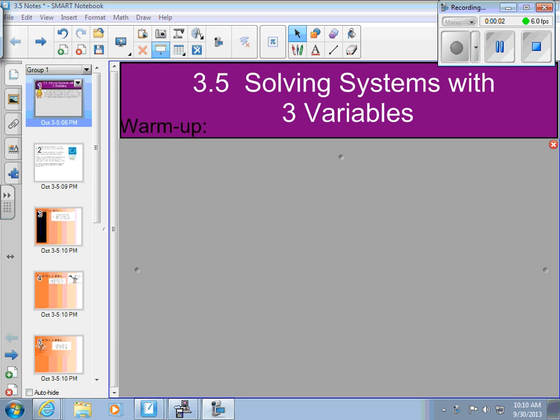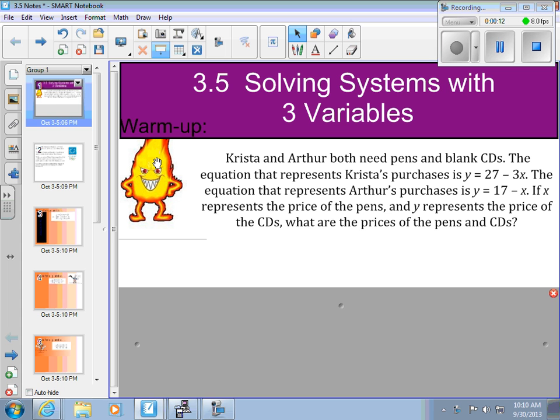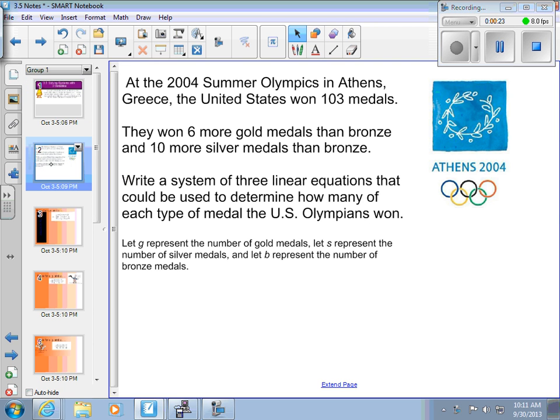To start chapter 3, we looked at solving systems of 2 equations. Today we're going to move on to solving systems with 3 equations. Before we start here, I just want you to pause it quick and try this first problem out and see what you remember from solving. And then once you got that, then we're going to move on to 3 equations.